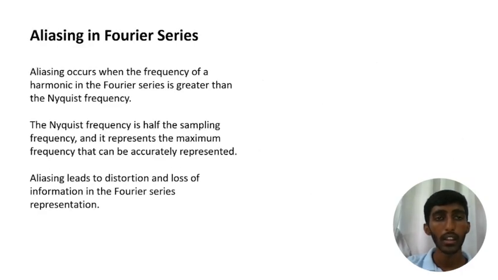Aliasing occurrence in Fourier series. Aliasing occurs when the frequency of the harmonic in the Fourier series is greater than the Nyquist frequency. The Nyquist frequency is half the sampling frequency and it represents the maximum frequency that can be accurately represented. Aliasing leads to distortion and loss of information in the Fourier series representation.